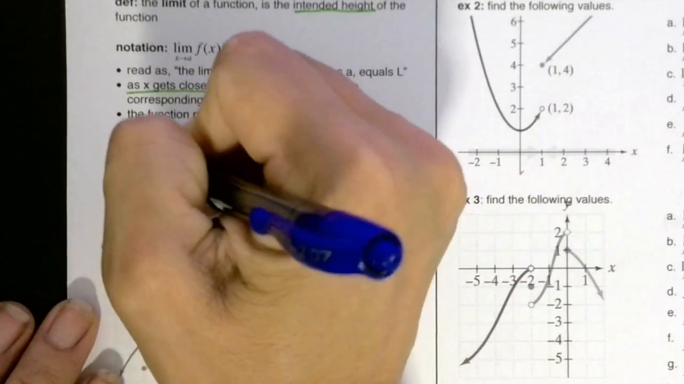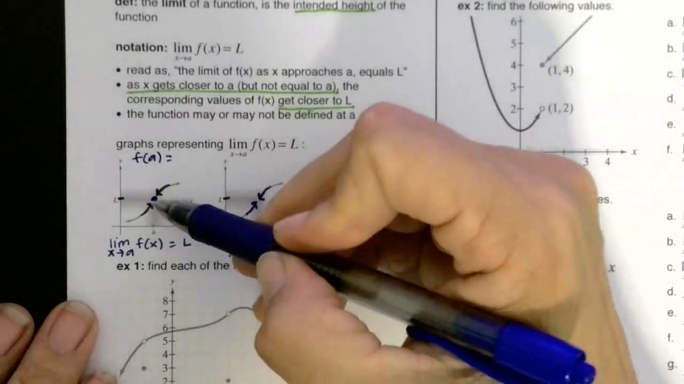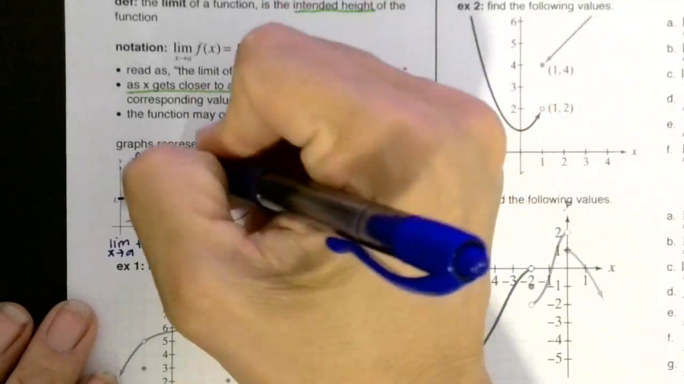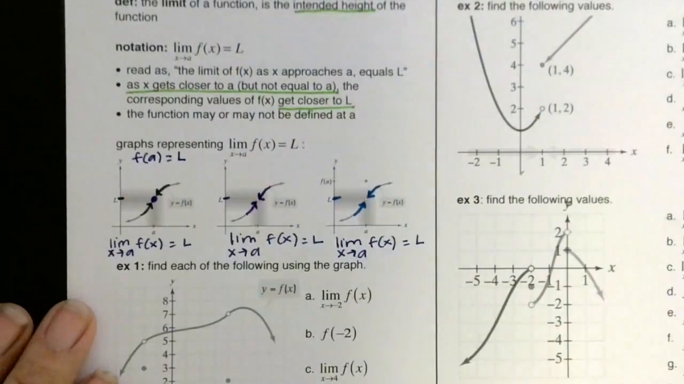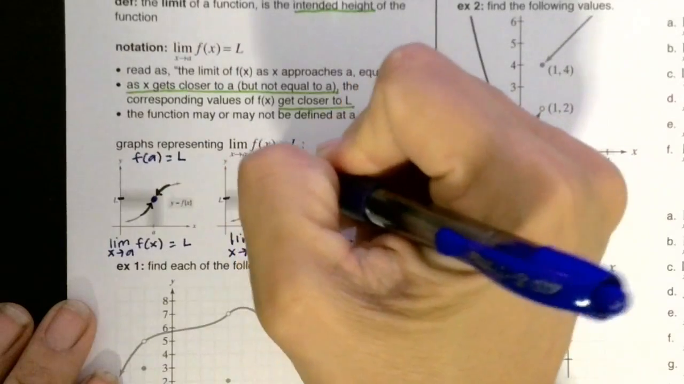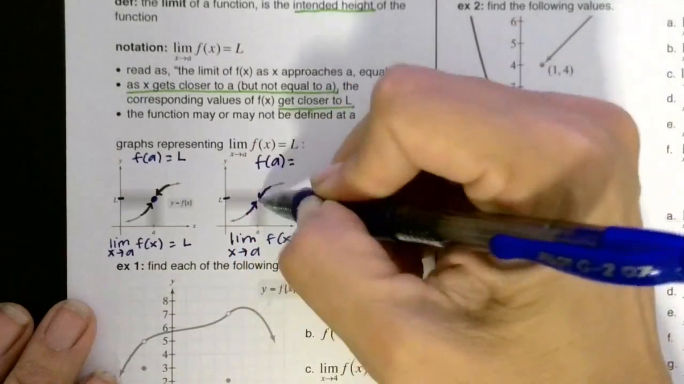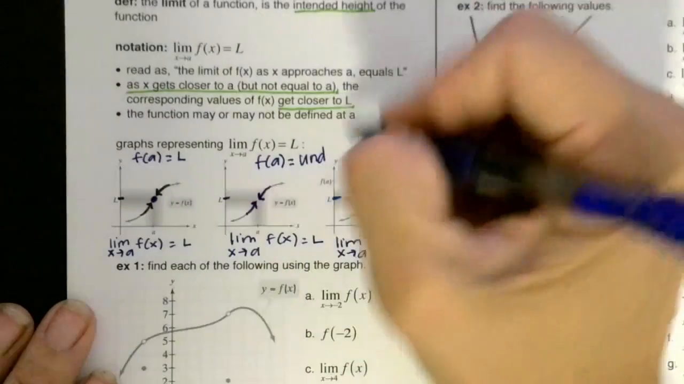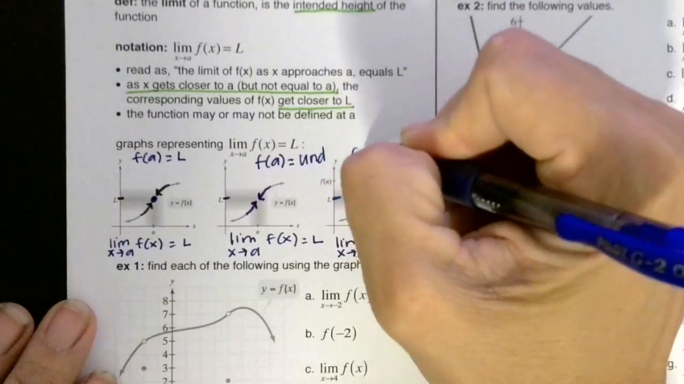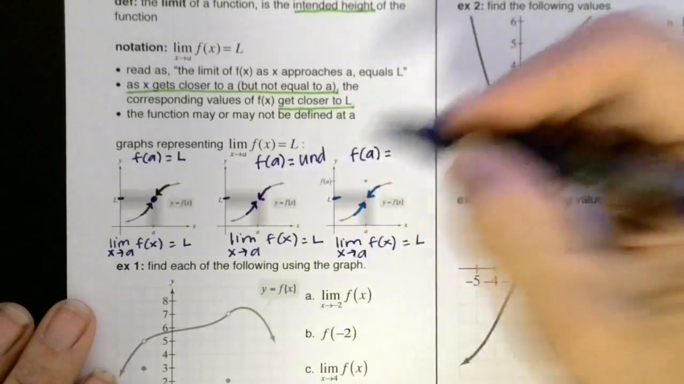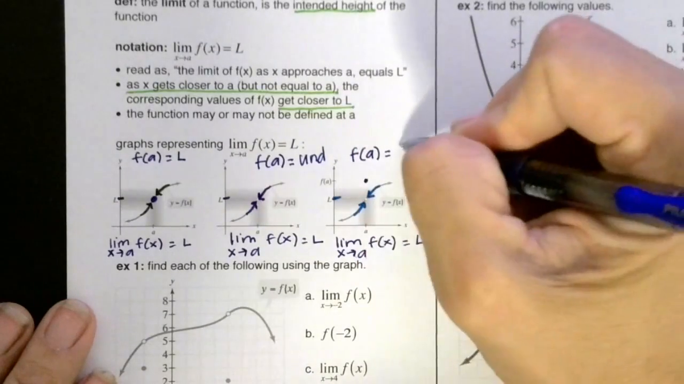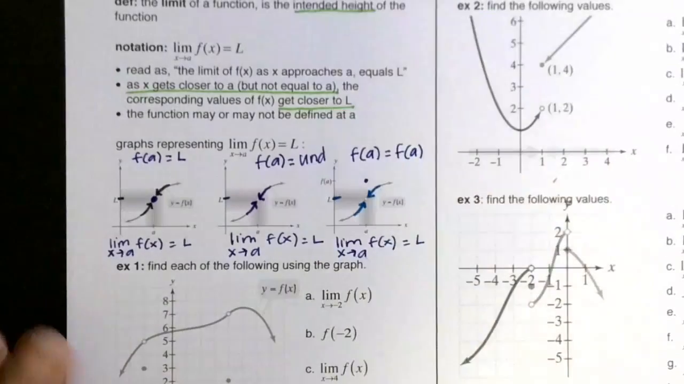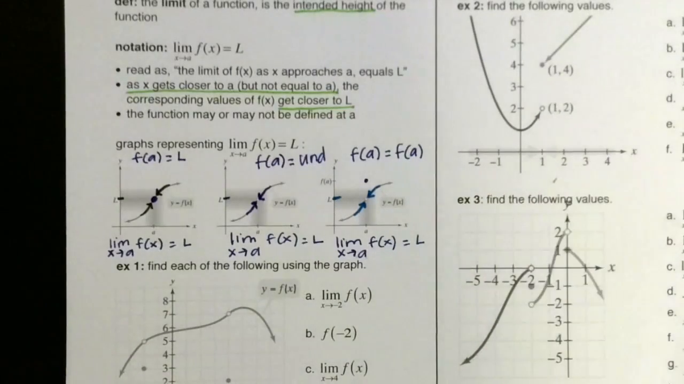If I asked you what the function value at a was, because there's a closed dot, this would be L. It has a height of L. In the middle graph, if I asked you what the function value would be at a, this would be undefined because there's nothing there. And then finally here, if I asked you when you plug in a what you would get, because the closed dot is right up there, that would be f of a. So you're being asked 2 separate questions. One is the intended height and one is the actual height.